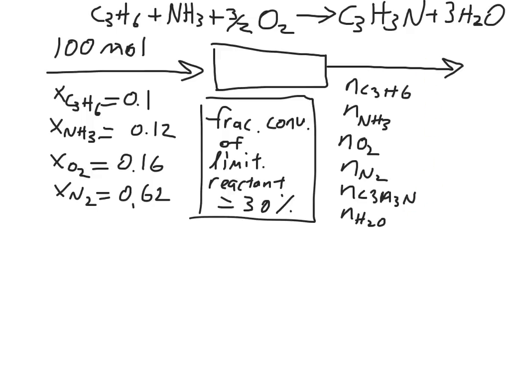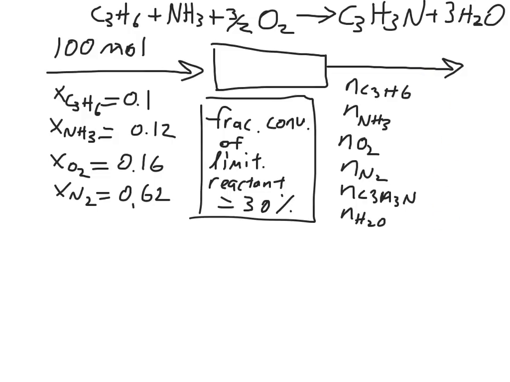And here are the various species: our 3 reactants, the products, and the N2 since it was coming in. We don't know any of these, and this is what we want to find. But we're told that the fractional conversion of the limiting reactant is 30%. So if we can determine what the limiting reactant is, we can use the fractional conversion to find out how much of that limiting reactant is converted, and then from there find how much of the different species react and how much leaves the reactor.